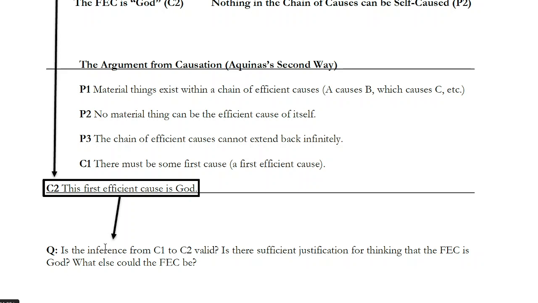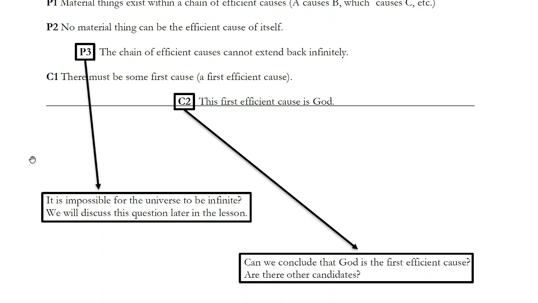But still, I think it's worth asking the following question. Are there any other candidates for what this first cause could be? Maybe it is God. But are there any other things that this first cause could be besides God? And I think this is one of the fundamental questions we really need to think about regarding this argument. One, again, is it possible for the universe to be infinite? As I said, we'll cover that in the next video. But also, suppose we think Aquinas really has hit on something with this idea that there's a first cause. Could something else really be what is going on there besides God?